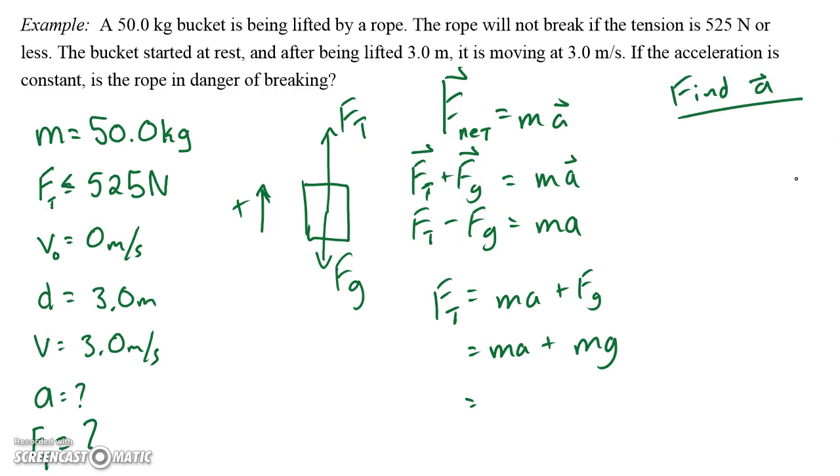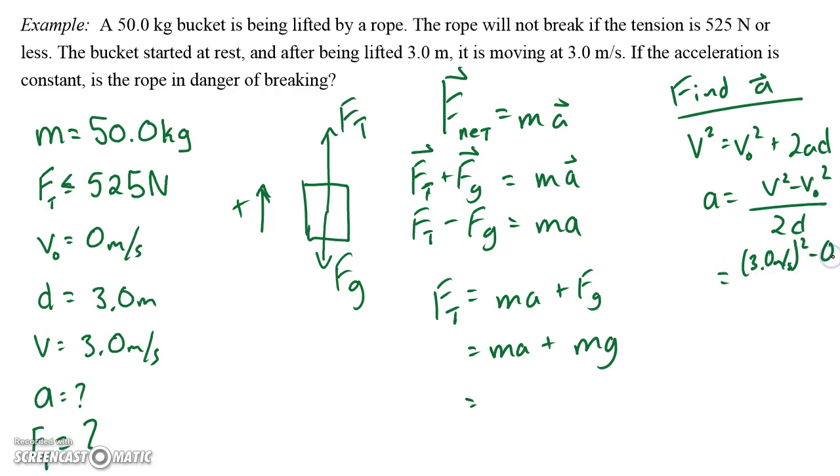So let's find a. We've got to find our acceleration. We know the initial and final velocity, we know the distance. The equation we want to use is the squared one: v squared equals v naught squared plus 2ad. Got to rearrange it for the acceleration. Subtract v naught squared, divide by 2d. So we get acceleration is v squared minus v naught squared over 2d. So plug in our numbers: 3.0 meters per second squared minus 0 over 2 times 3.0 meters. 9 divided by 6, we get an acceleration of 1.5 meters per second squared.